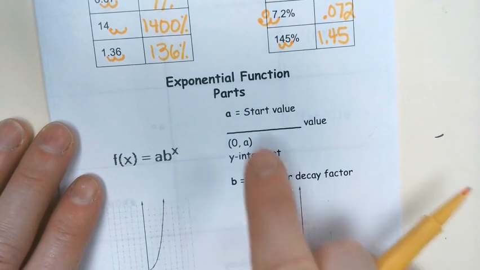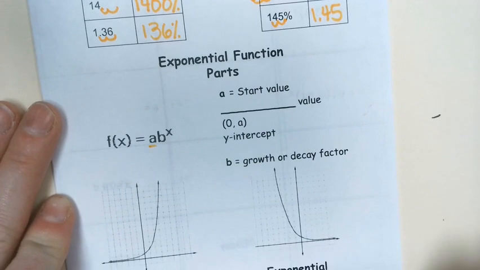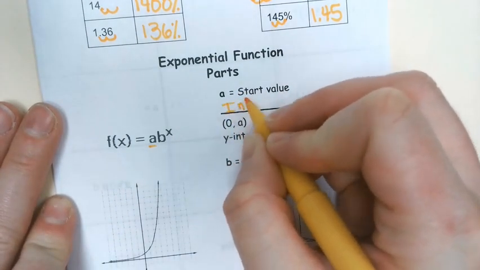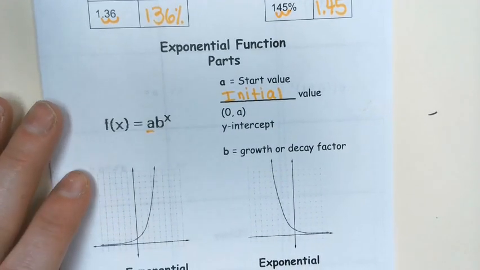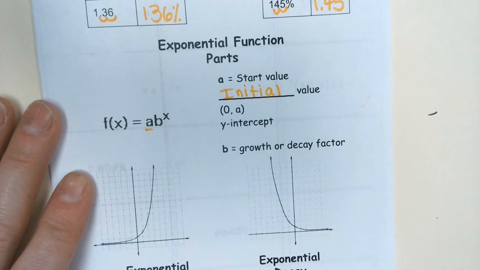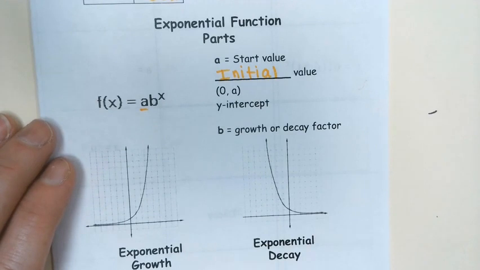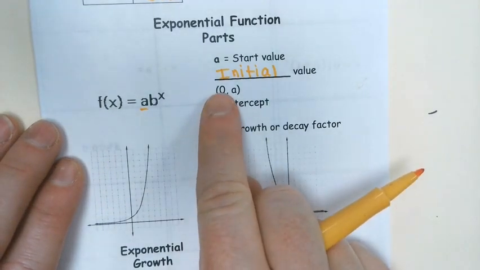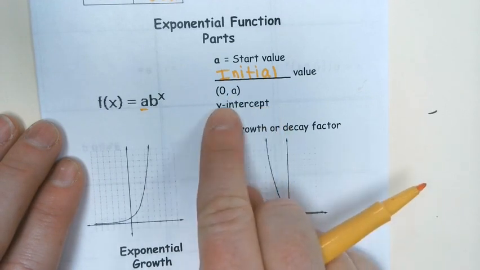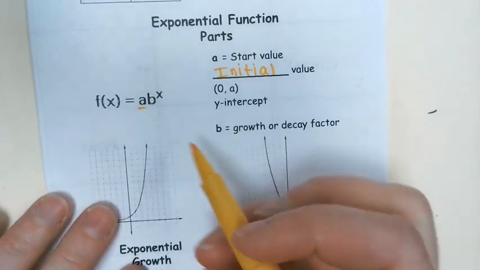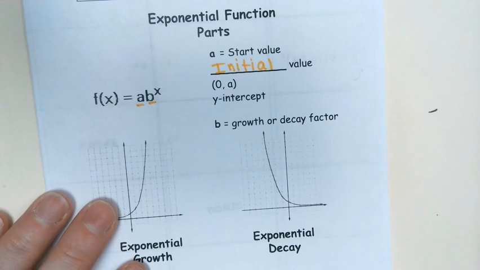All right, let's review exponential parts that we learned yesterday. A is the starting value. It's also called the initial value. It's how much you start with. So 93 cents is how much Fry started with on the Futurama clip yesterday. It also starts at the coordinate pair of (0, A), which is the y-intercept. So A is your y-intercept. And then B is your growth or decay factor, and it has an exponent of x.